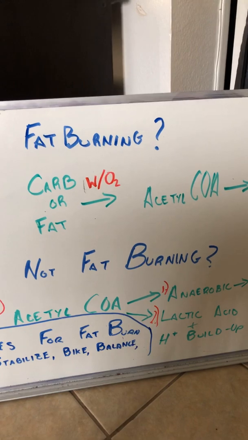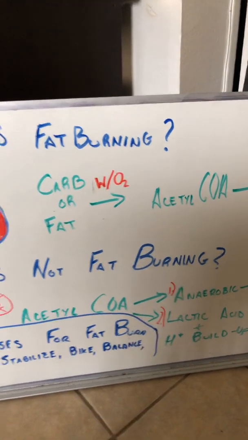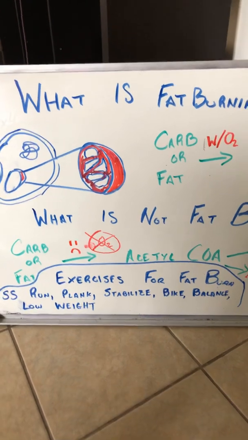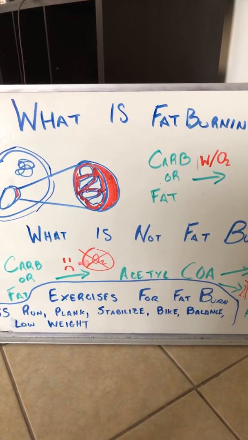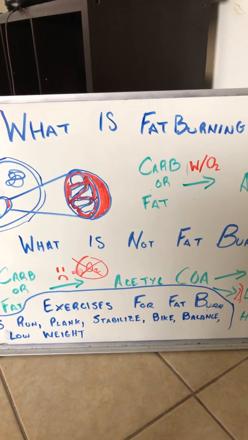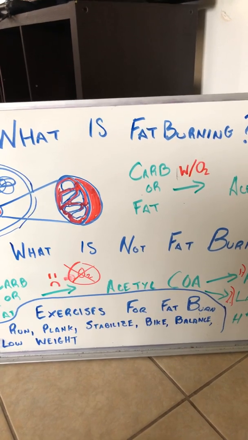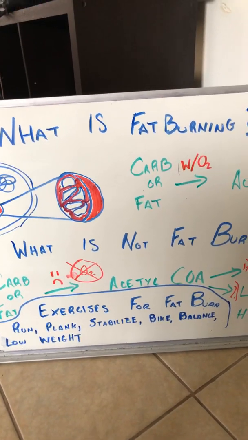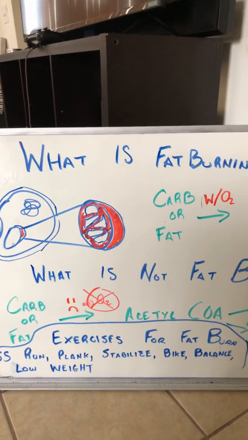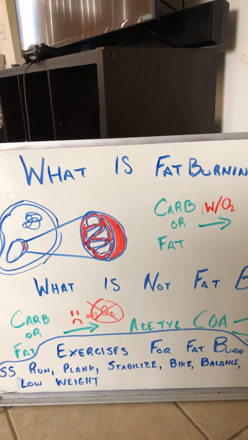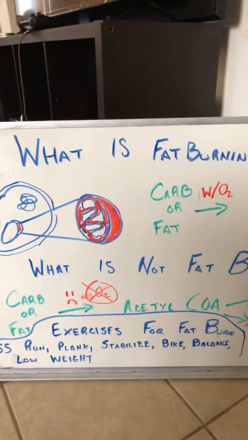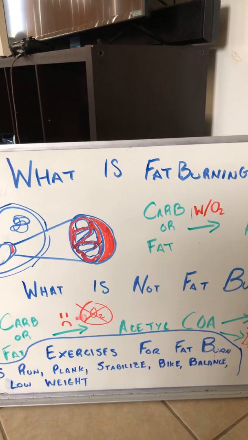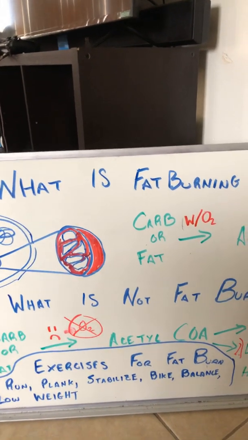So when you're doing exercises like steady state running, plank, a stabilizing exercise like holding a position, like a yoga exercise, or biking that's not uphill climbing or mountain biking, just regular biking on a flat surface at a moderate, low intensity pace, or a balance exercise, or a low weight, high rep exercise, those are all types that don't put a huge demand on the body, and you usually can get enough oxygen in there to perform the exercise.